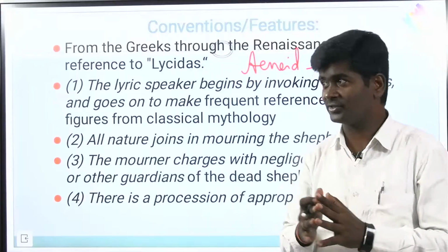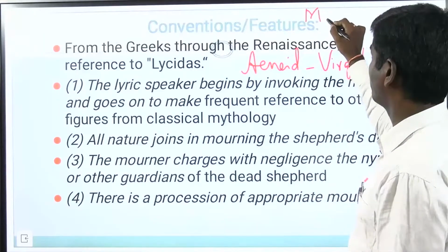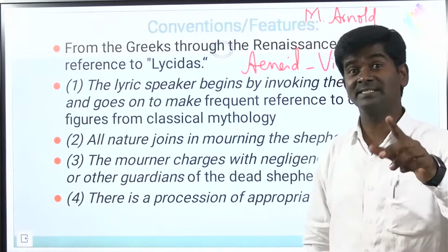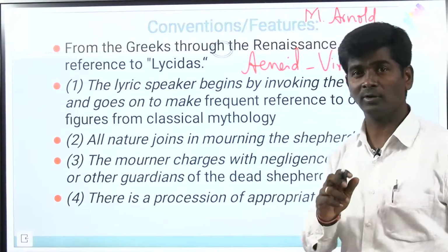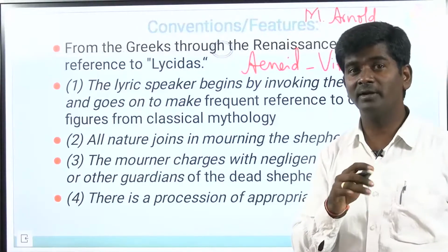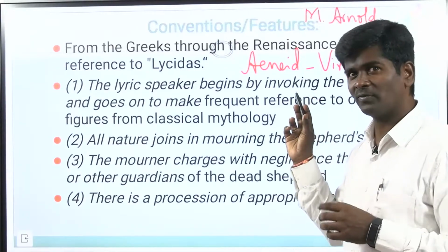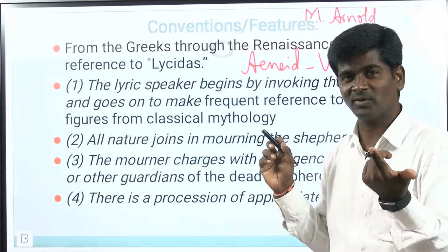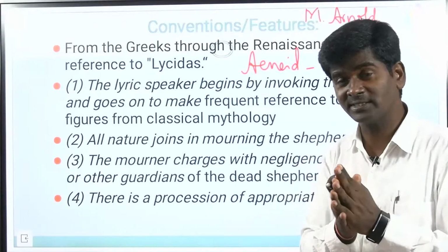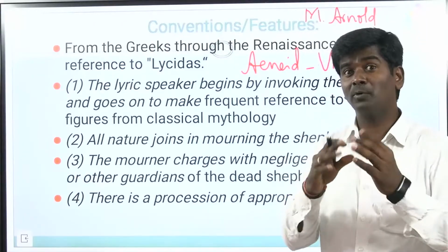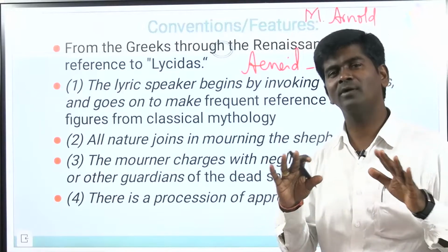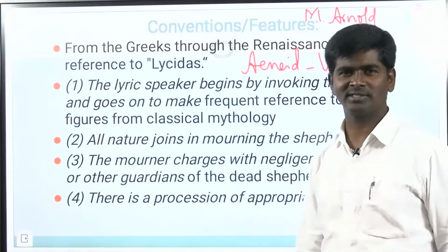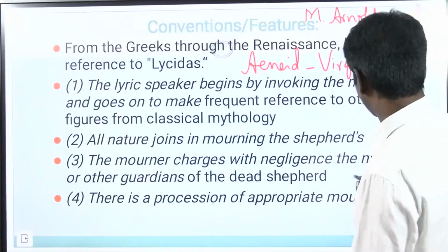In English literature, Matthew Arnold wrote a number of elegies. Hence this Matthew Arnold, who belongs to the Victorian period, is called the Virgil of English poetry. Who is called the Virgil of English poetry? Matthew Arnold, because as Virgil composed a number of elegies, Matthew Arnold composed plenty of elegies, pastoral elegies. Remember that.